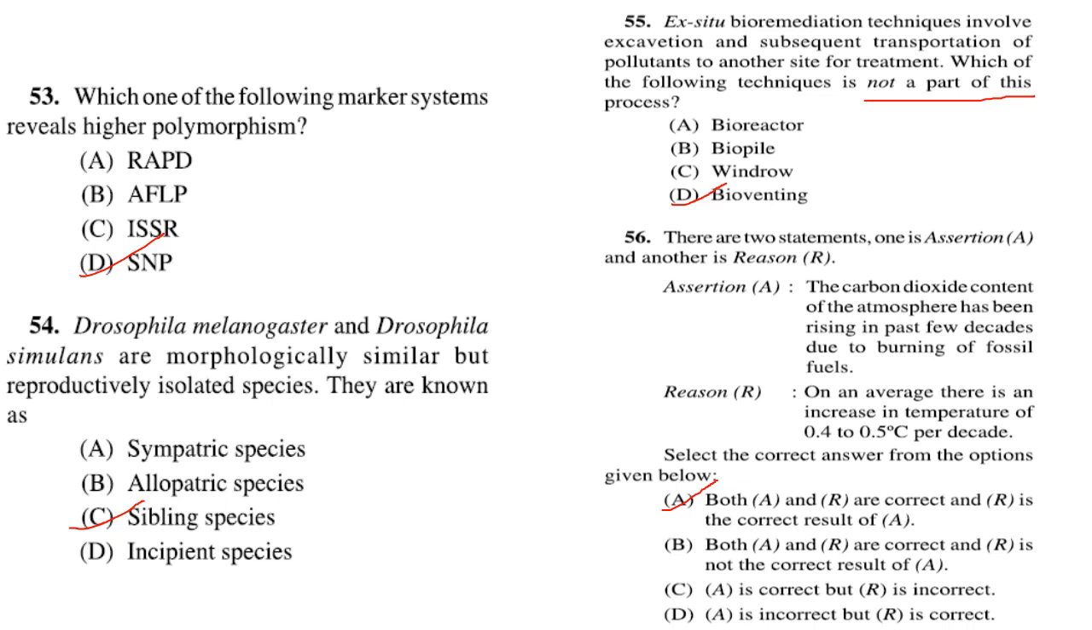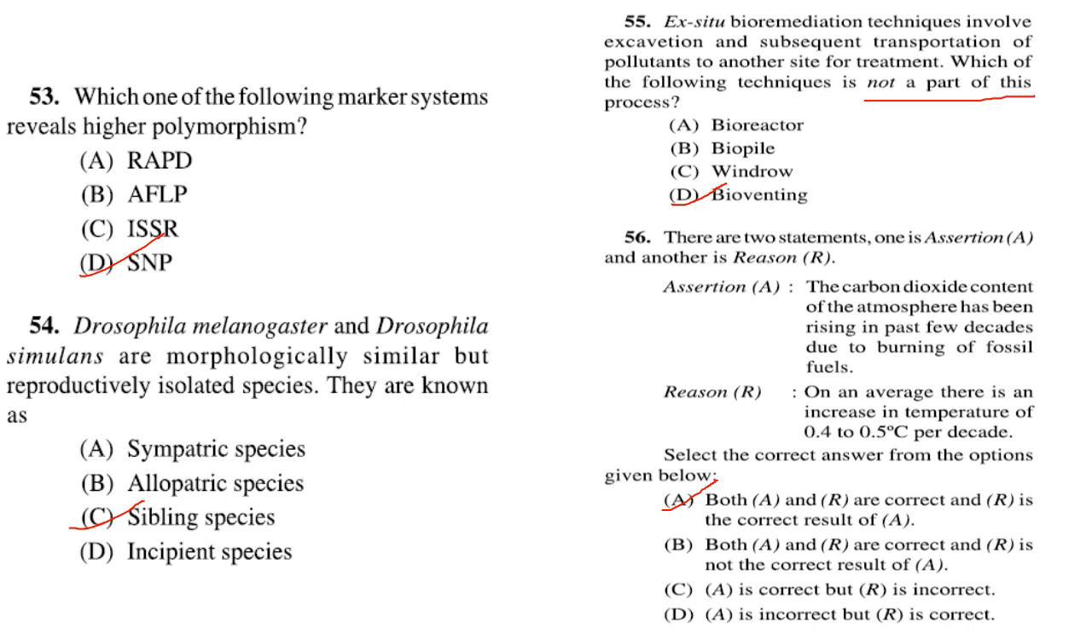Then next one. Ex situ bioremediation techniques involve excavation and subsequent transportation of pollutants to another site for treatment. Which of the following techniques is not part of this process? Ex situ bioremediation is the process of removing contaminated materials from their natural environment and treating them in a different location. So the answer here is bioventing. It is an in situ bioremediation technique, whereas all the other three are ex situ bioremediation techniques.